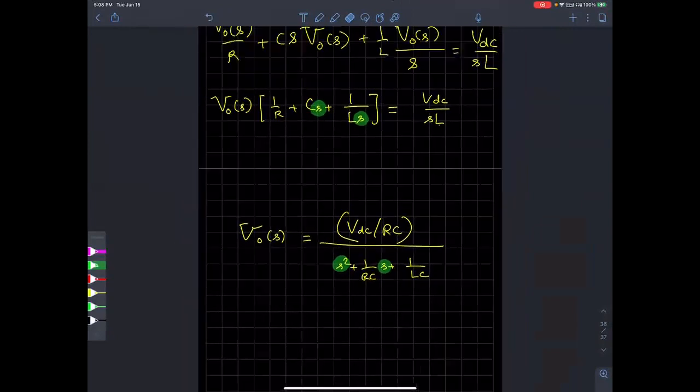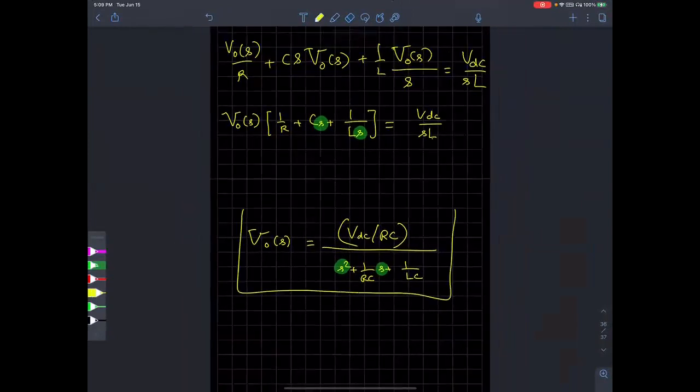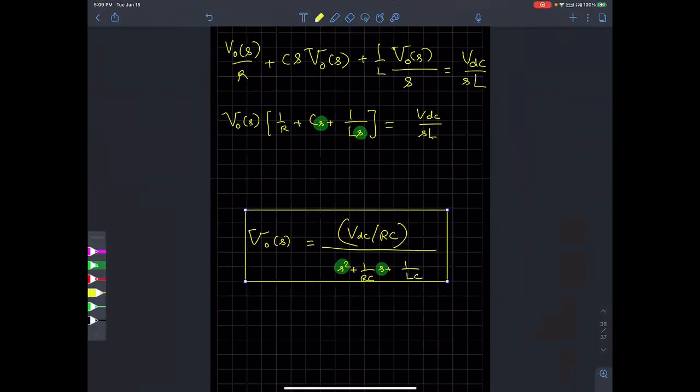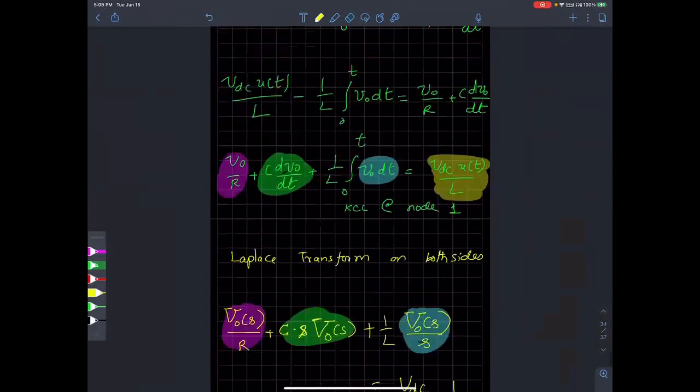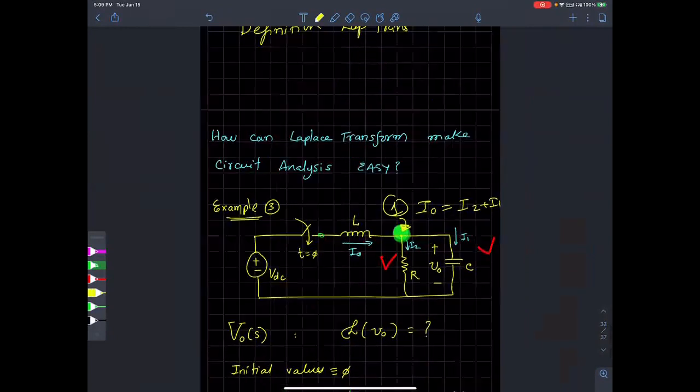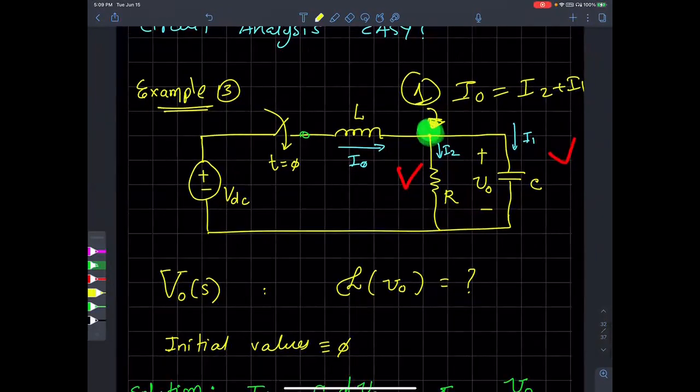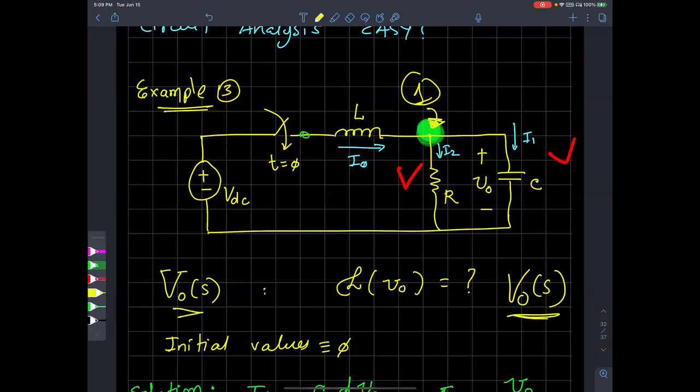Let me go over this problem again really quickly in a summary manner without getting lost in the details. You're given an RLC circuit. There's an inductor, followed by a resistance and a capacitance. You're given that the output voltage VO is across the capacitance, and you're asked to find out VO of S, or the Laplace transform of the output voltage.